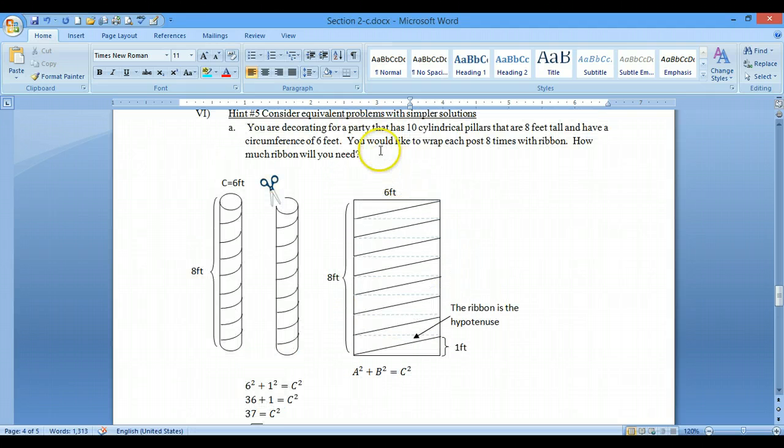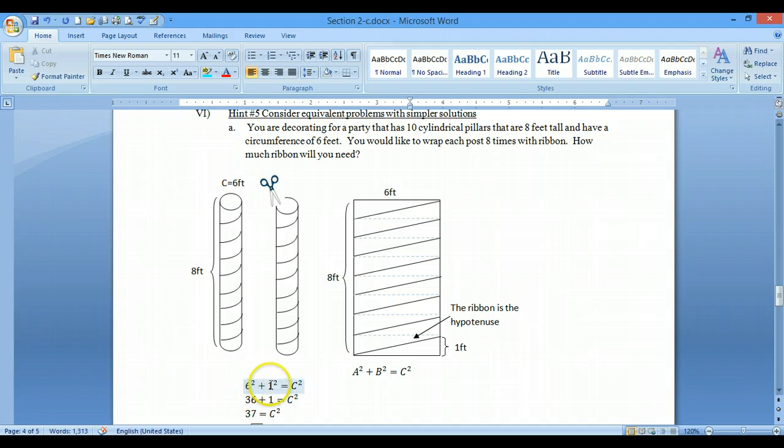It told me that my cylindrical pillars are 8 feet tall, 6 feet in circumference, so the length of my rectangle is 6 feet, and because it's 8 feet tall and I want to wrap it 8 times, it means between each wrapping is 1 foot. So my dimensions of this right triangle are 6 feet by 1 foot. So I have 6 for one of the legs of the right triangle, 1 for the other leg, and c will be the hypotenuse.